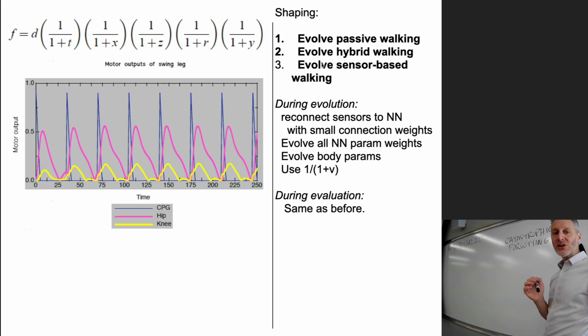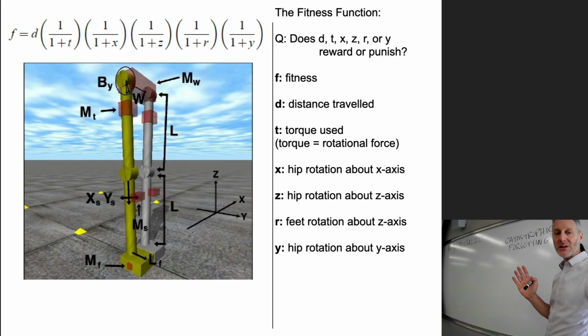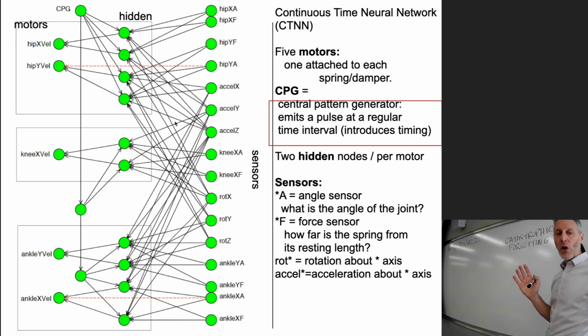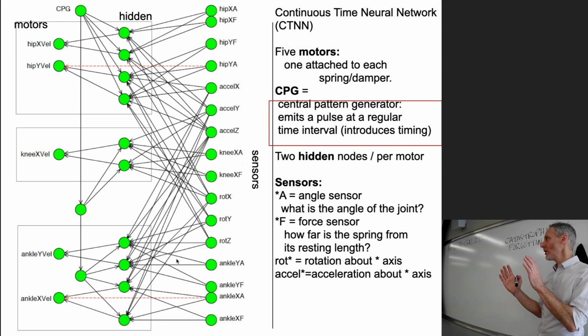So in stage 3, they're going to, quote unquote, reconnect the sensors to the neural network with very small connection weights. So what does that mean? I just told you that all these values are 0. Remember that the genome is encoding 22 body parameters plus all of these weights.